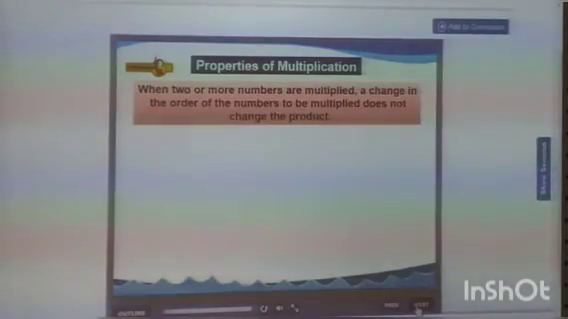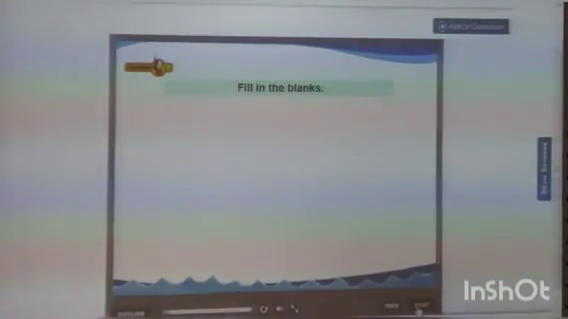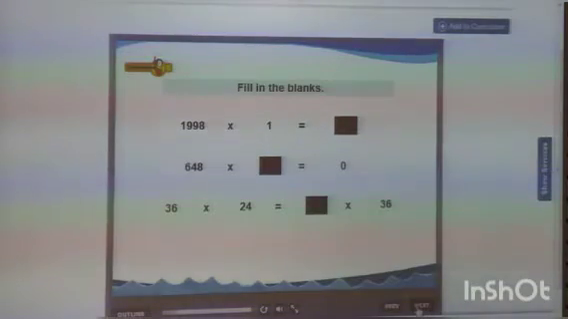When 2 or more numbers are multiplied, a change in the order of the numbers to be multiplied does not change the product. For example, 6 multiplied by 4 is equal to 24. 4 multiplied by 6 is also equal to 24. Thus, 6 multiplied by 4 is equal to 4 multiplied by 6. Fill in the blanks. Click to know the answer.